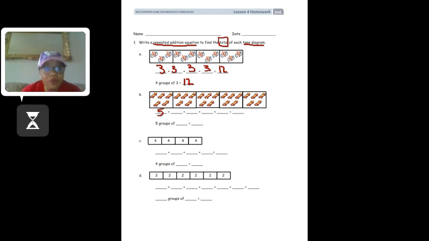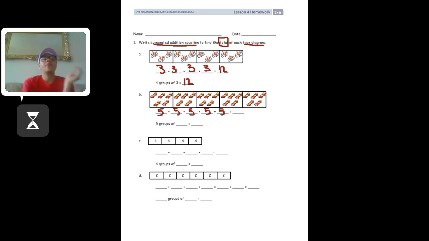And then there's 1, 2, 3, 4, 5 in the next square. And then there's 1, 2, 3, 4, 5 in the next square. And then 1, 2, 3, 4, 5 in this square, and 1, 2, 3, 4, 5 in this square. So we have 5 in each equal square, in each equal group.